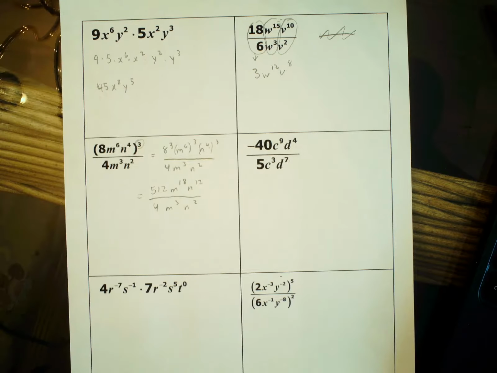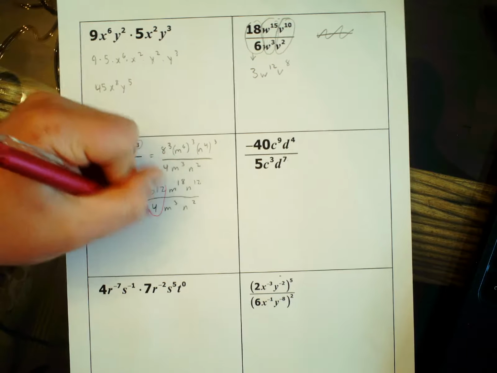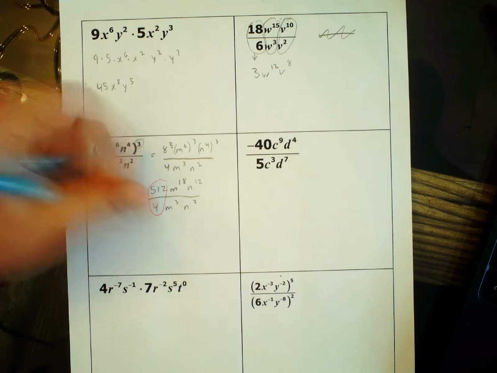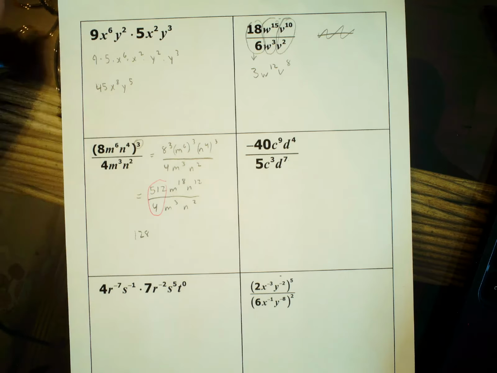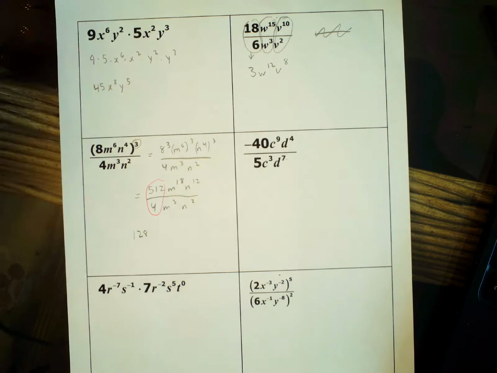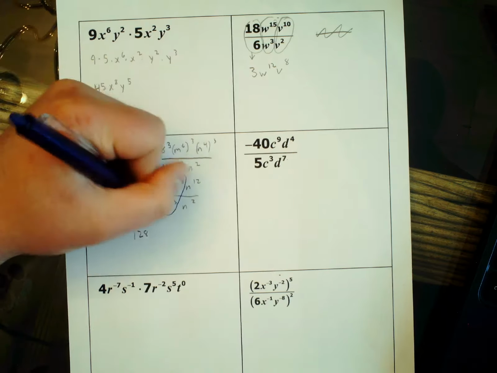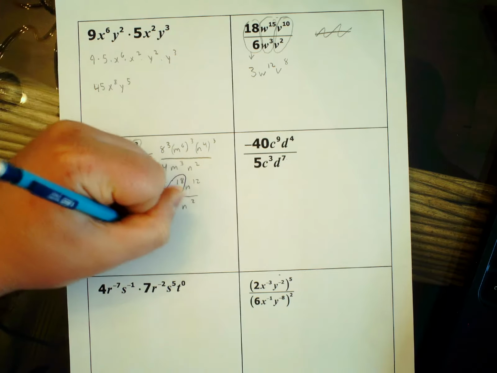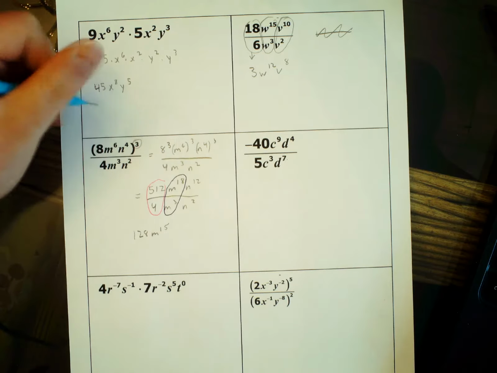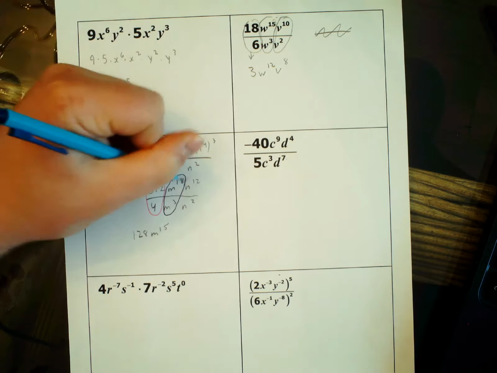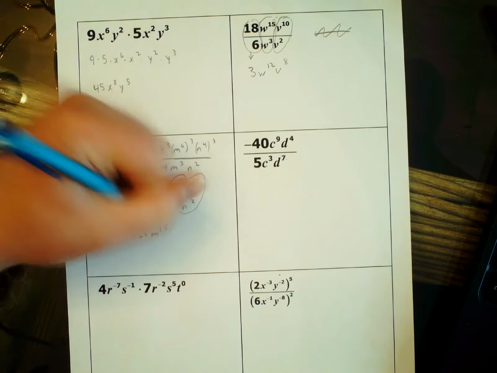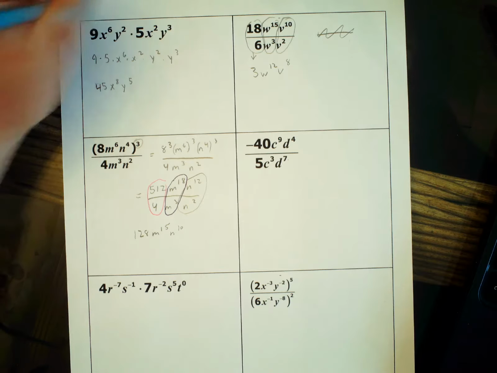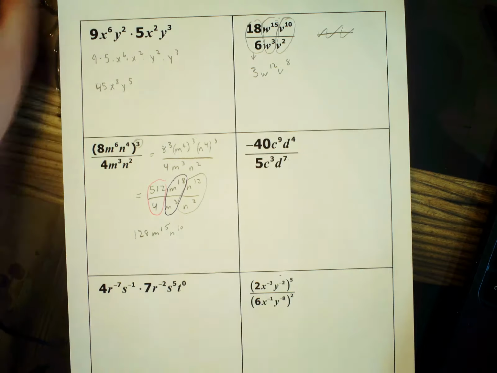Now I'm going to kind of break things up and do everything one at a time. So 512 over 4 is 128. Now I'm going to do this. M to the 18th over m to the 3rd. That is, I subtract exponents, m to the 15th. And lastly, I have n to the 12th over n to the 2nd, and that is n to the 10th. And now that one is done. So I'm just taking everything piece by piece.